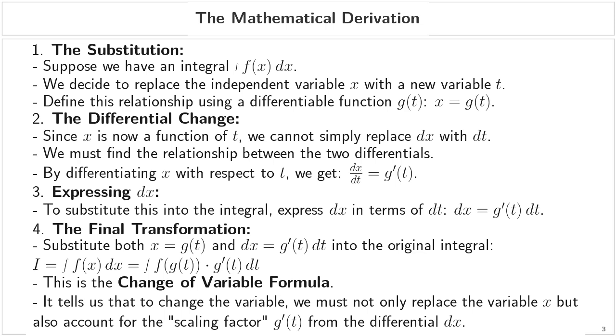It's about correctly accounting for how the infinitesimally small changes in the variables relate to each other. That g prime of t term, that's the scaling factor that ensures the value of the integral remains unchanged even though we've switched variables. We'll see how this scaling factor works in practice on the next slide with an example, and we'll also discuss common mistakes to avoid.